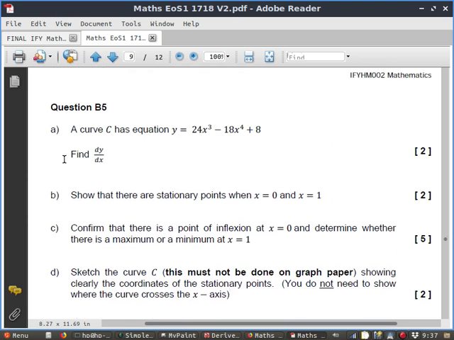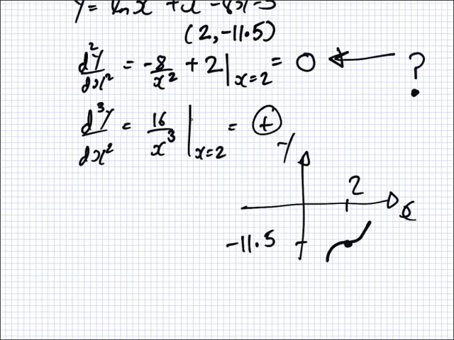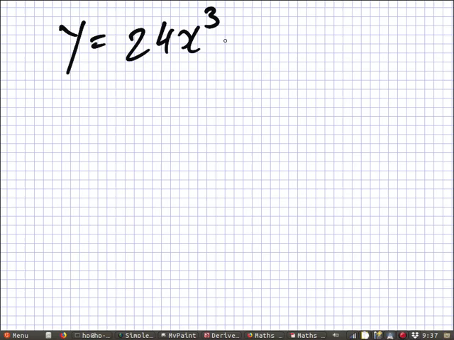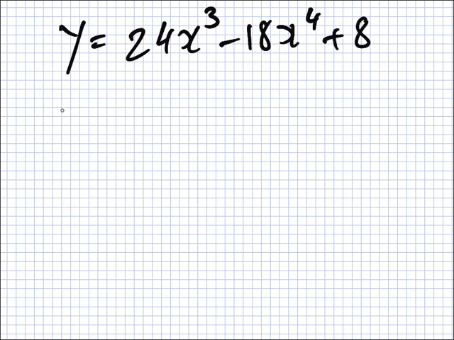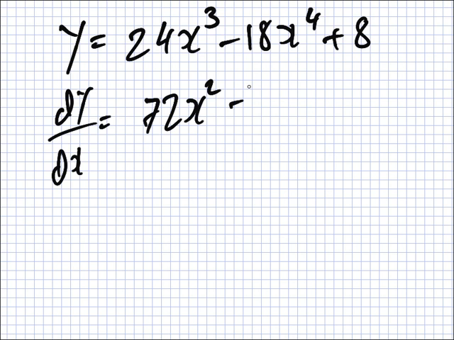For 2 marks, I think we can all agree that this first part is pretty easy. We just want the derivative. So let's copy that down. Y equals 24x cubed minus 18x power 4 plus 8. dy/dx equals 72x squared minus 72x cubed. Is that right? 2 marks. Fine. Part B.